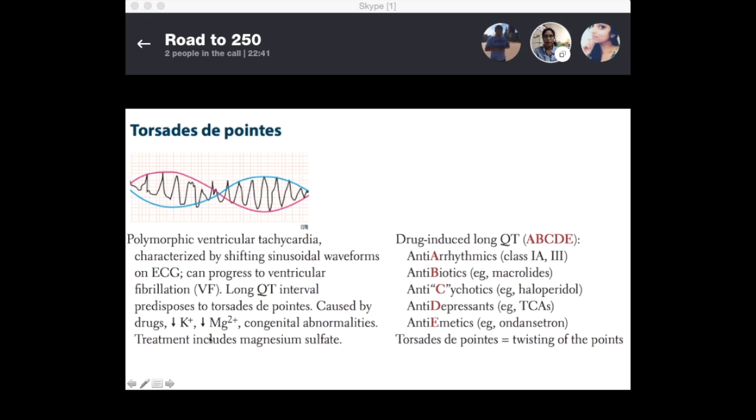And we can treat this by giving the patient, does anybody know? It's magnesium sulfate. So overall, torsades or long QT syndrome, you can treat with magnesium sulfate. And the last cause of long QT syndrome is congenital abnormality.